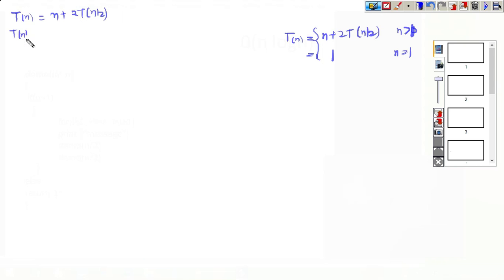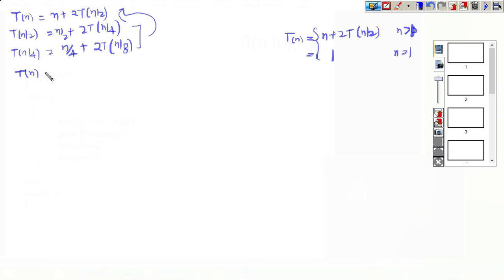T(n/2) is n/2 + 2T(n/4), then T(n/4) is equal to n/4 + 2T(n/8). So we will replace these terms, n/4 and n/2, in this expansion of the main equation. Let me write again T(n) = n + 2T(n/2), and now I am going to replace this term n/2 from here. So I will write n + 2(n/2 + 2T(n/4)).